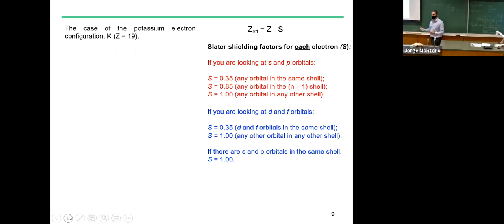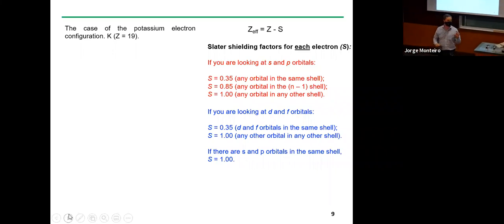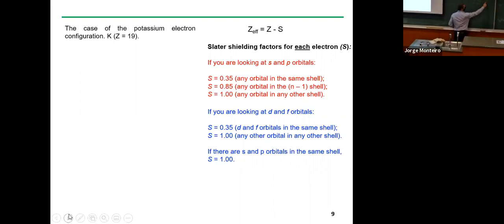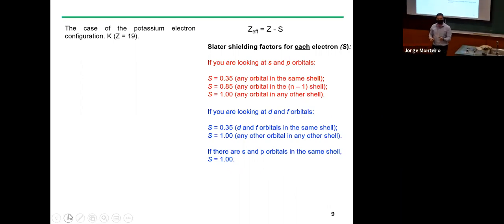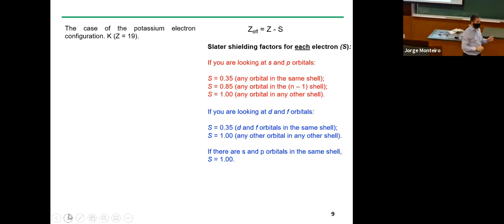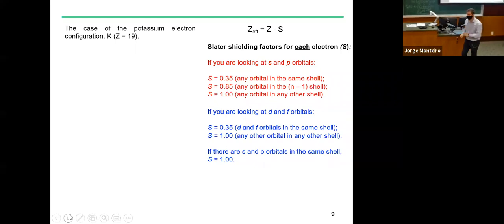So what I want to do here is to do a quick calculation of the Z effective, looking at the very last orbital, considering this configuration and this configuration over here. Let's see which configuration will have the highest Z effective. And then we will decide which one is the most stable.